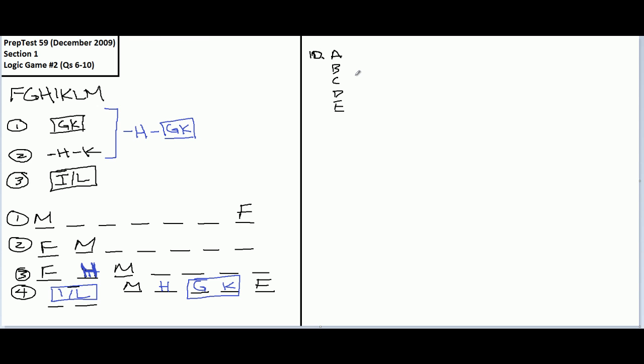Okay, so question 10 asks, which of the following, if substituted for the condition that H must be hung before K, but cannot be the first photograph, would have the same effect in determining the arrangement of the photographs? Okay. So remember back here, when we said that H has to be before K, but H can't be first. Now we no longer get this rule. Now all we know is that G and K are together, I and L together in some order, and that these are our 4 possibilities.